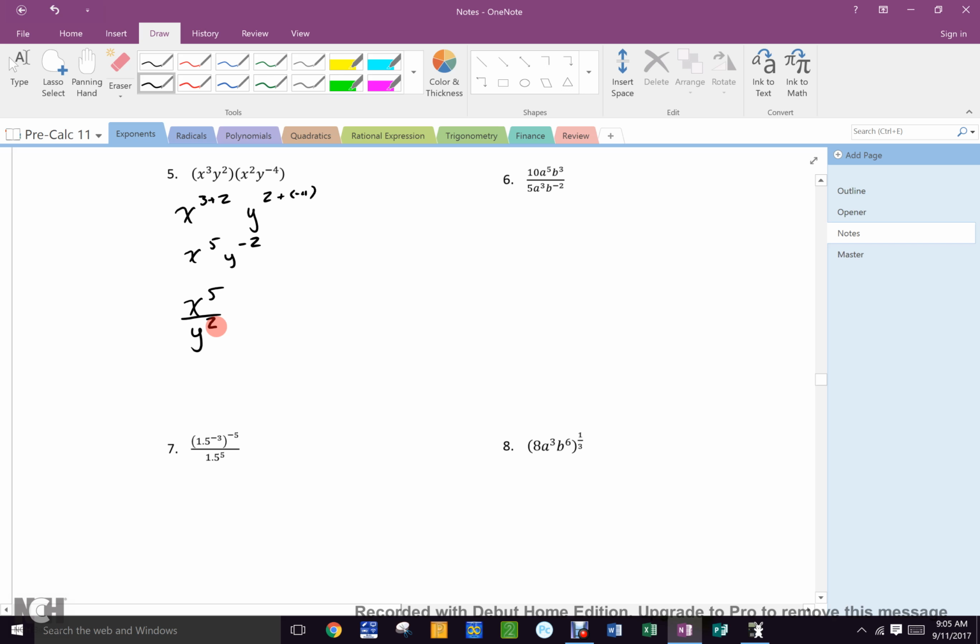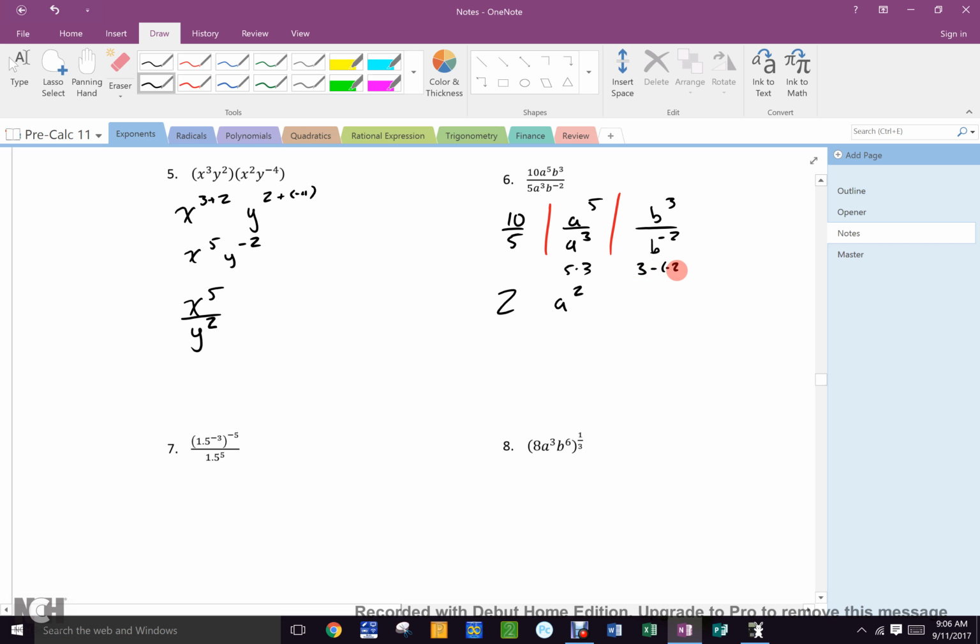Right? What do I have over here? What do I really have? I have 10 over 5, a5 over a3, and b3 over b to the negative 2. Split them into groups, and it becomes super easy. What's 10 divided by 5? 2. What do I do with those exponents? Subtract 5 minus 3, a squared. What do I do with those exponents?